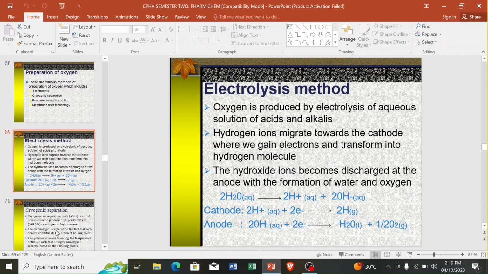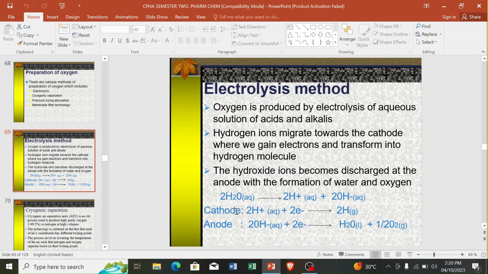Electrolysis method: oxygen is produced by electrolysis of aqueous solution of acids and alkali. Aqueous solution meaning they have water component in it. So when water completely dissociates, we are going to have hydrogen ions migrating to the cathode, where we gain electrons and then transform into a hydrogen molecule. Then we have the hydroxide ions, or someone can say hydroxyl ions, which become discharged at the anode with the formation of water and oxygen.